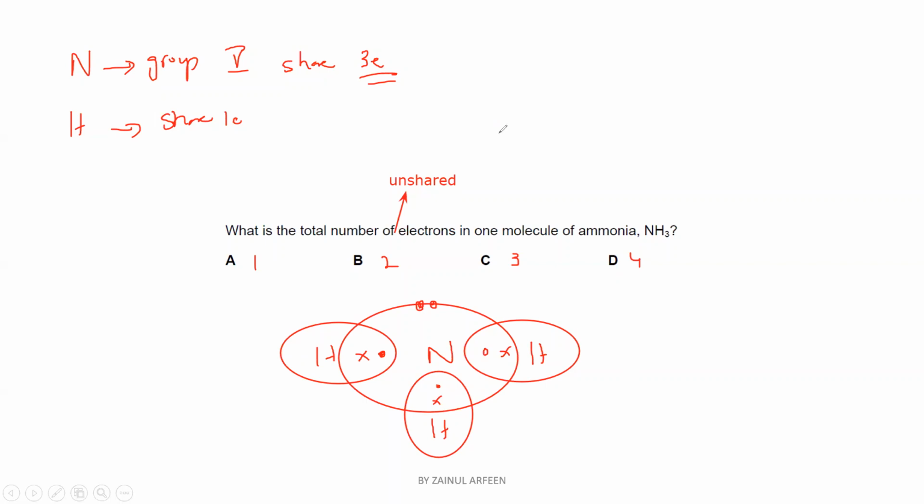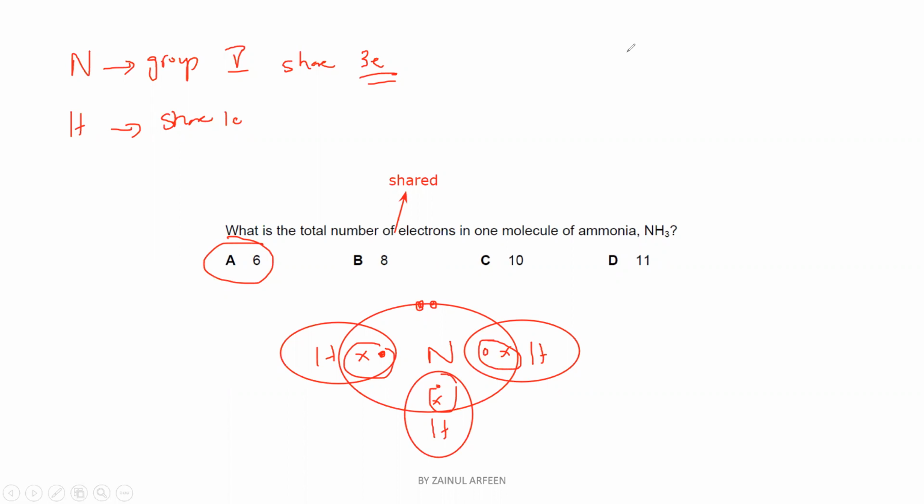But if I further change the question, I say, what is the total number of shared electrons? And the options are also changed now. What is the right answer? Total number of shared electrons. A, B, C or D? In that case, A or 6 will be the right answer. Because this is 2, 4 and 6.